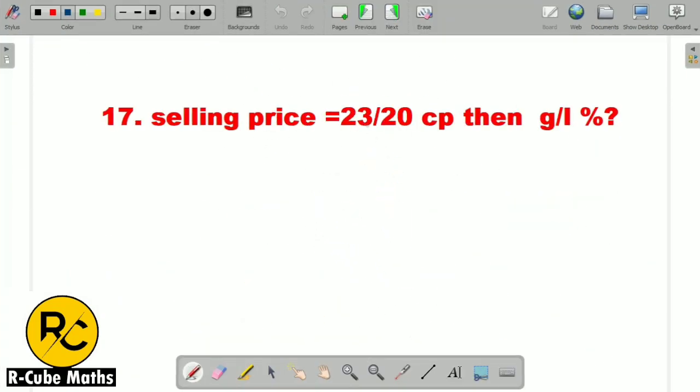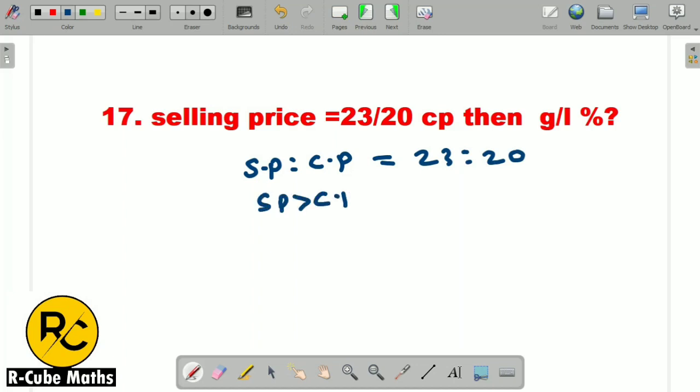Selling price is equal to 23/20 of CP. What is the gain or loss percent? So from this we can write the ratio of SP to CP is 23 to 20. Clearly, observe here SP is greater than CP. SP is greater than CP, so we get a gain.